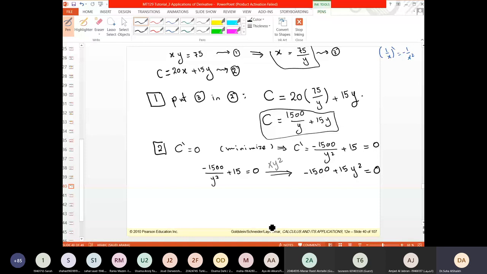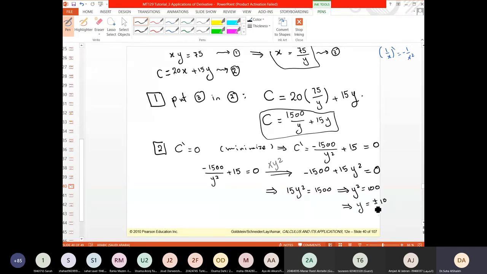Yes, Farah, you are correct. Mariam and Farah, you said the correct thing: we multiply all with y square. So keep y square on one hand side, meaning 15y square equal to 1,500. So this implies y square equal to 100. Now this implies y equal to plus or minus 10.